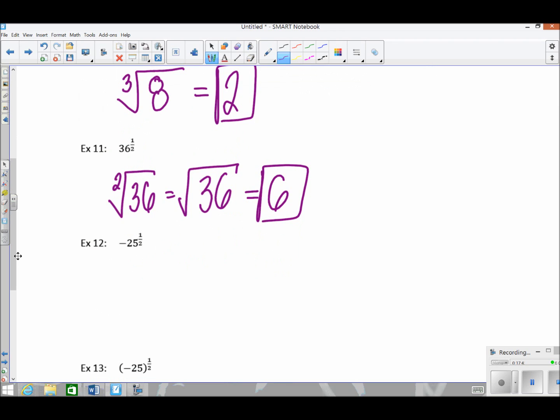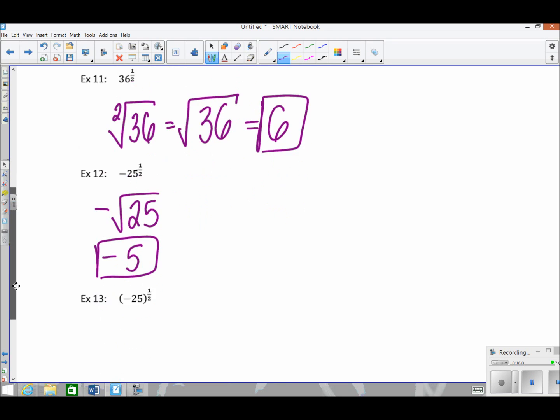So then the next one, we have negative 25 to the 1/2. The negative is not included with the 25. So this is really negative, and then the root is 25 to the 1/2, so the square root. So this becomes just negative 5. You just keep the negative out in front.